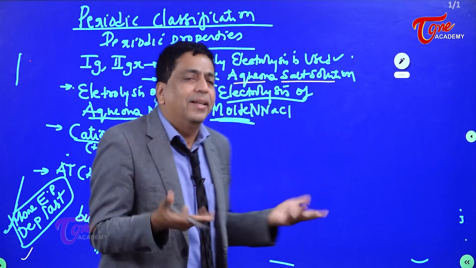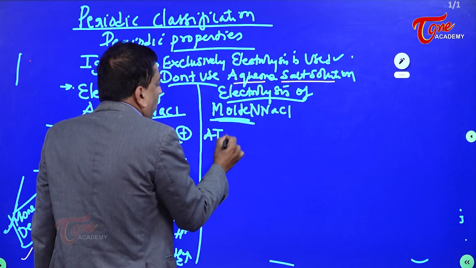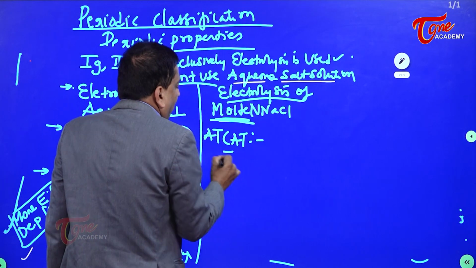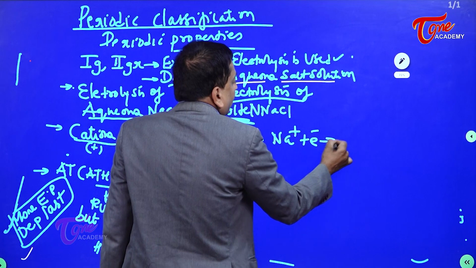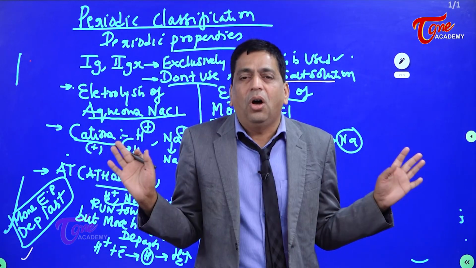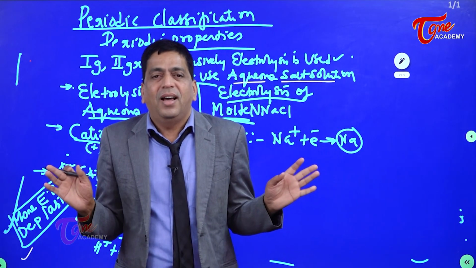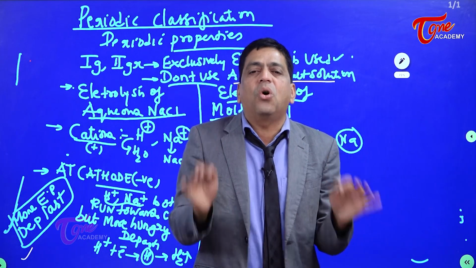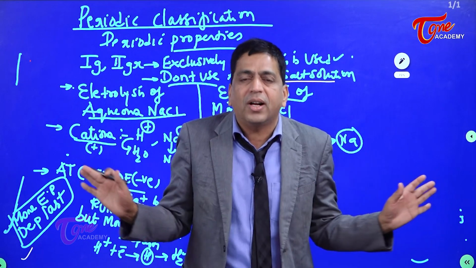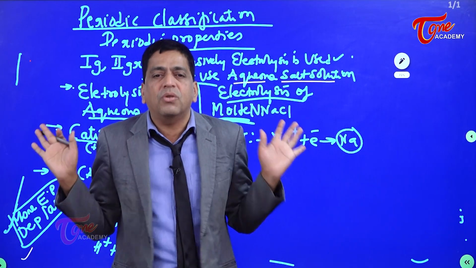You always have sodium. At the cathode, which is negative, it is only the sodium which is deposited, and you got your sodium. So for extraction of alkali and alkaline earth metals, you must take molten salt solutions and not aqueous salt solutions. You must understand.